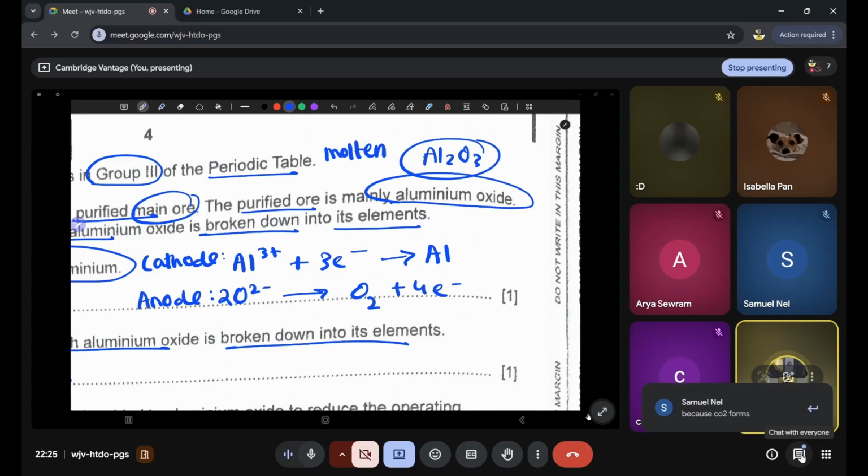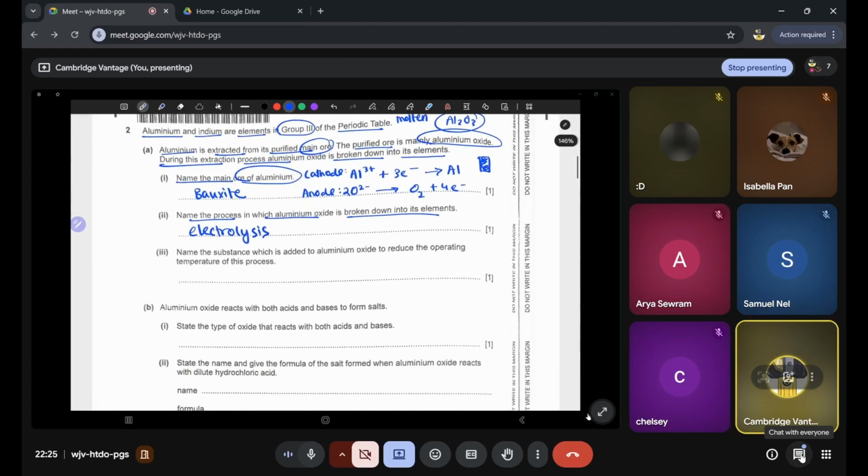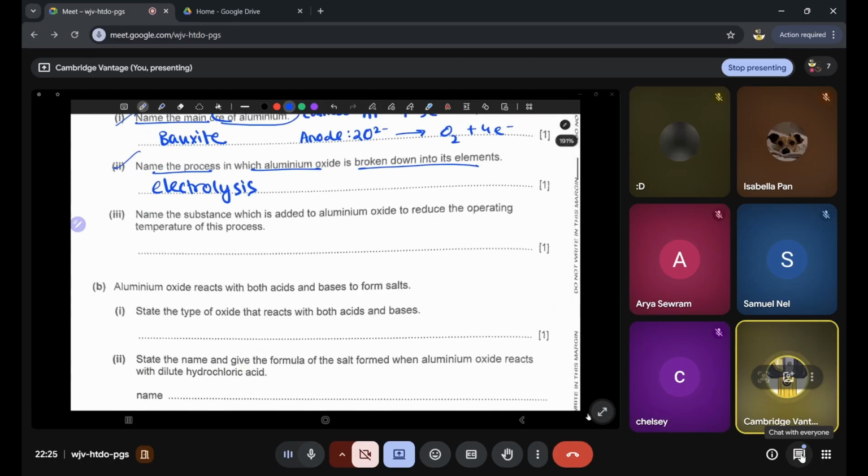Yes, Sam, you are correct. CO2 forms because the anode is made of carbon, and the oxygen and carbon react, which is why the carbon is lost in the form of carbon dioxide. Okay, that's fine. And then let's see. Name the substance which is added to aluminum oxide to reduce the operating temperature of this process.